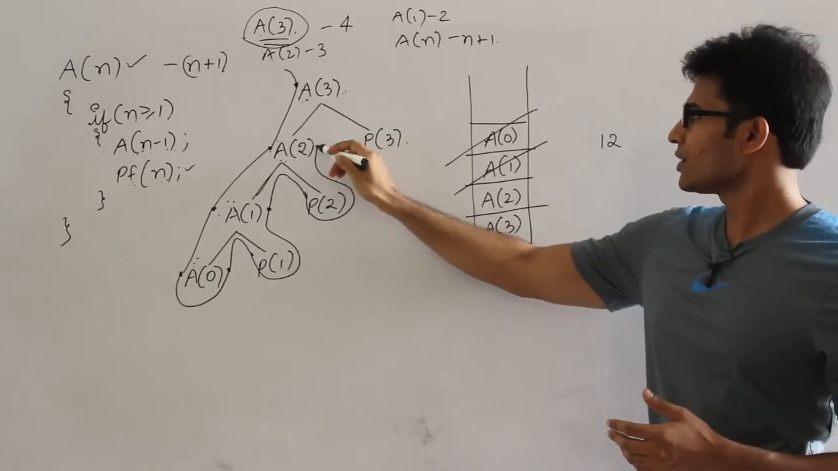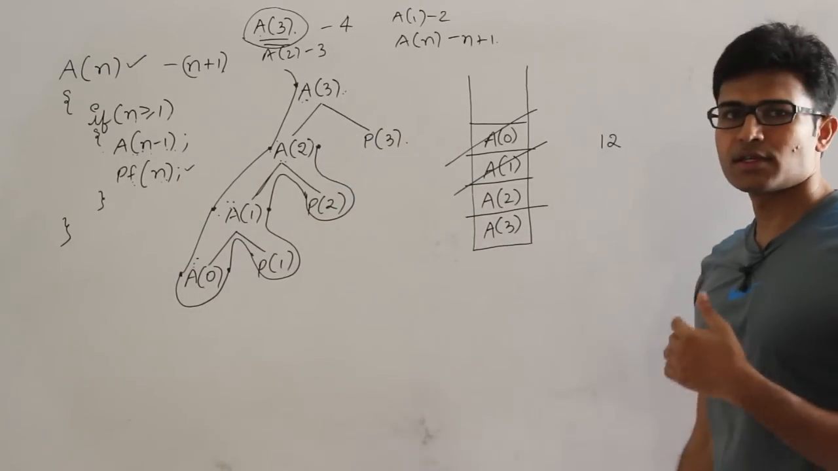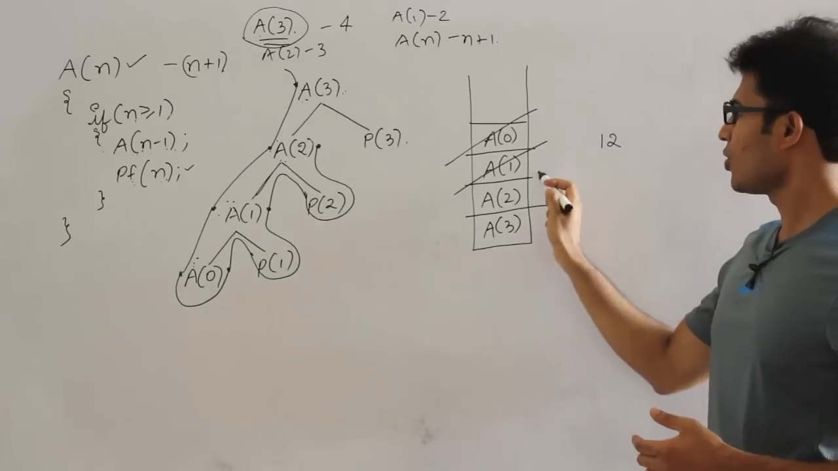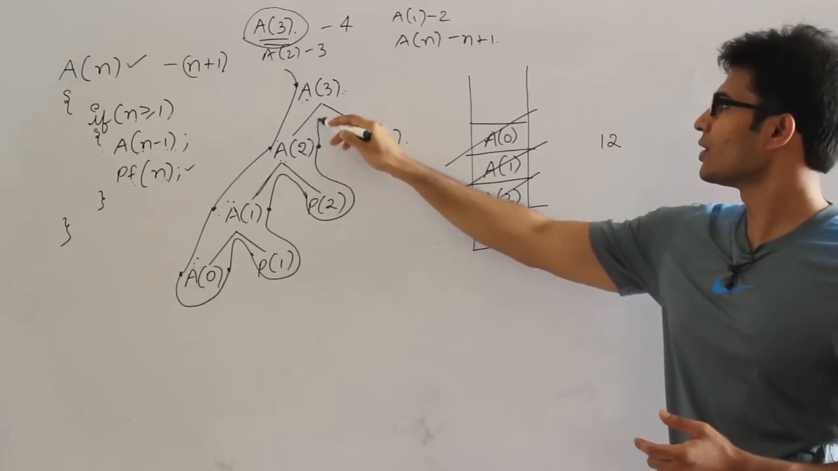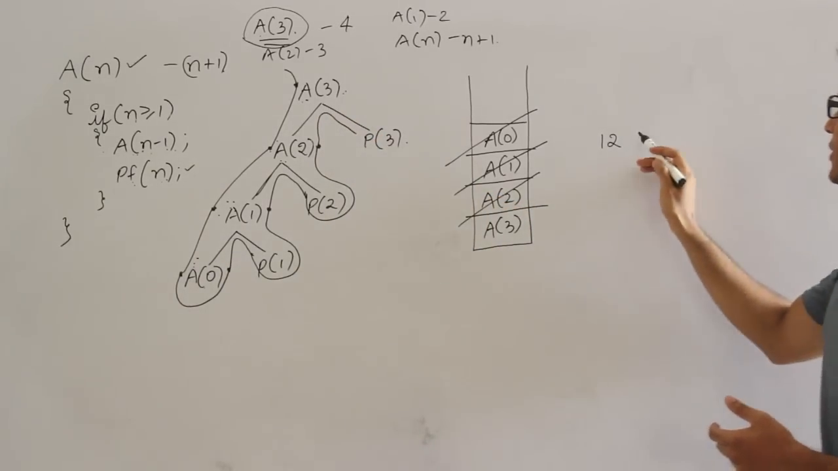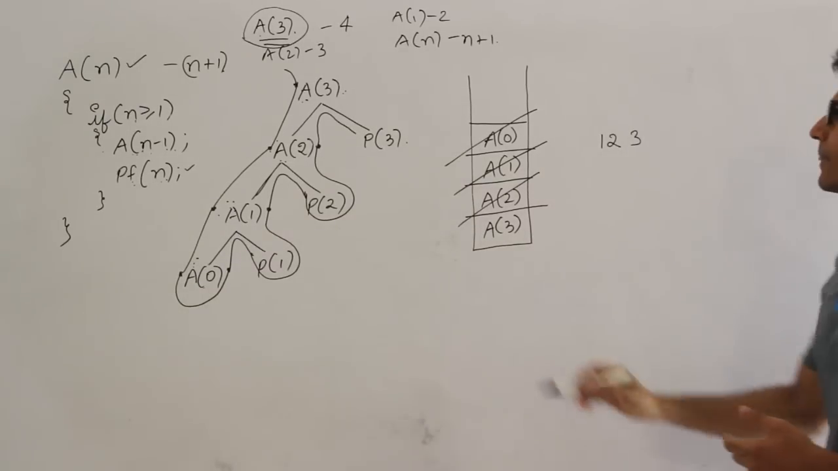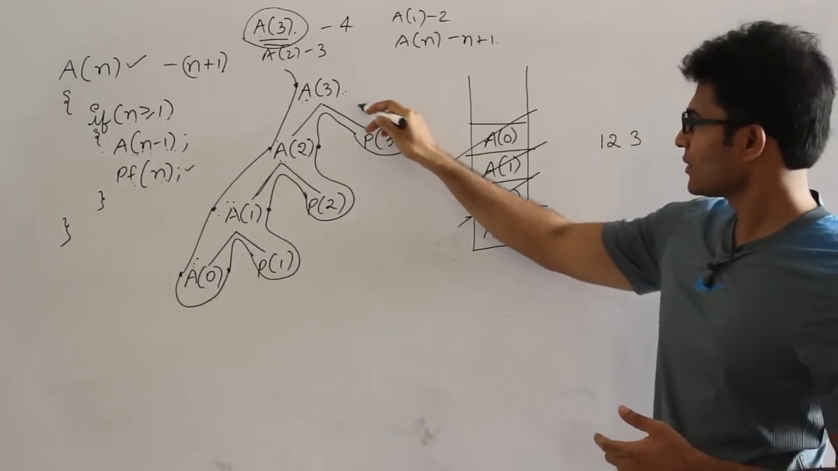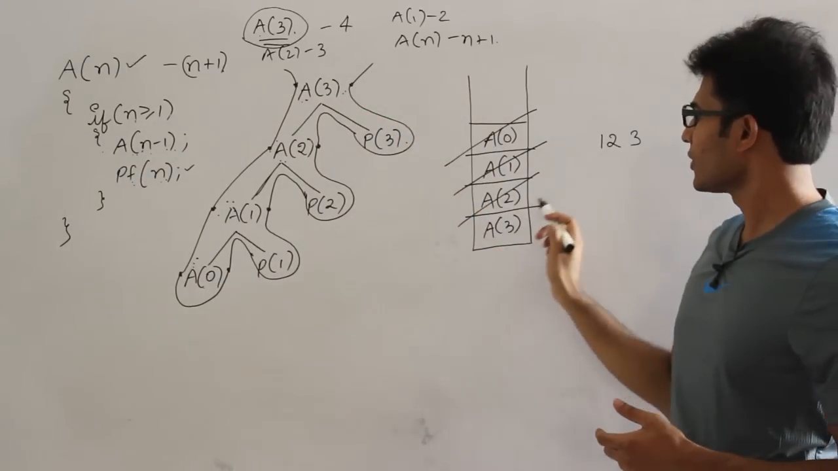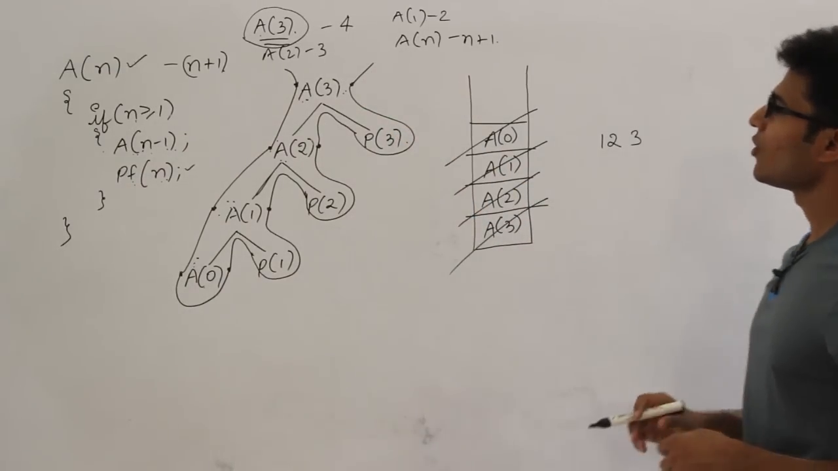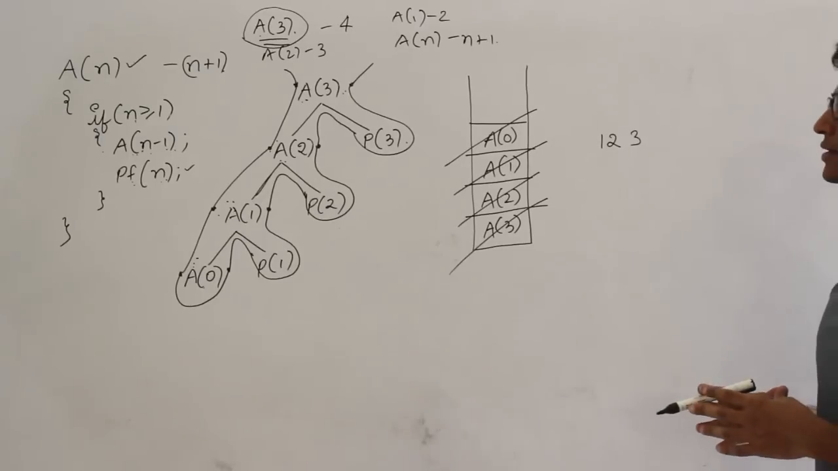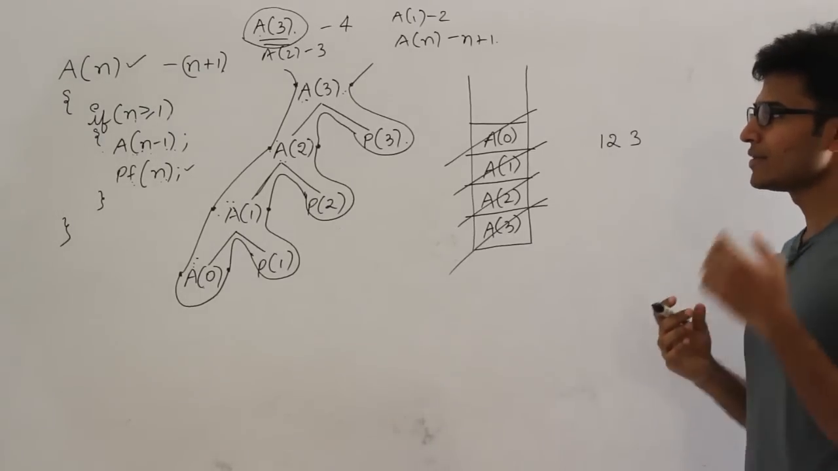And now this is the last time I am going to visit A of 2. Whenever it is the last time you are going to visit any function call, pop it off. A of 2 is popped off, and what is printed? 3. And this is the last time I am going to visit A of 3, therefore A of 3 is popped off, right?